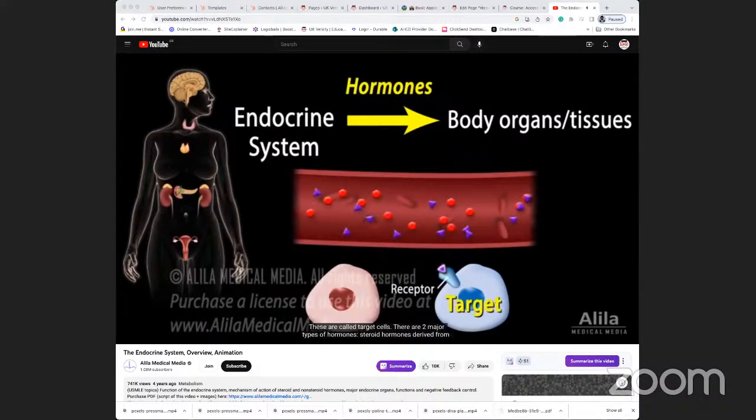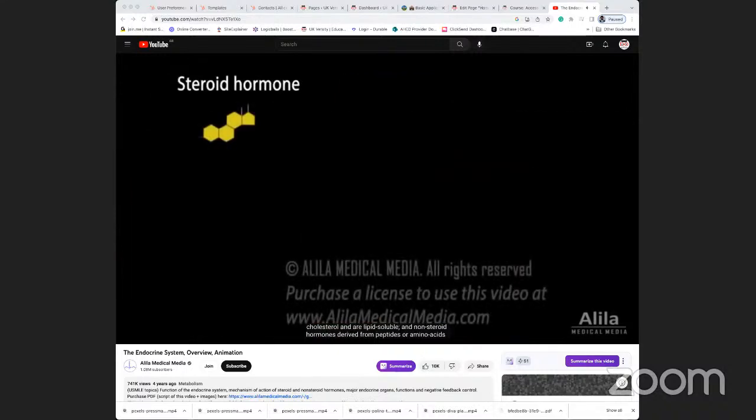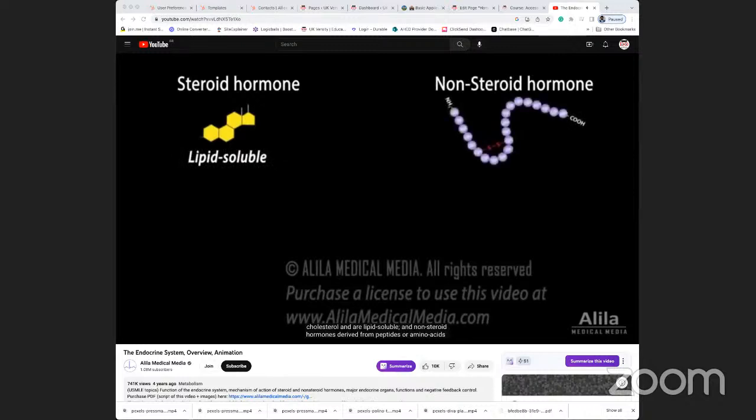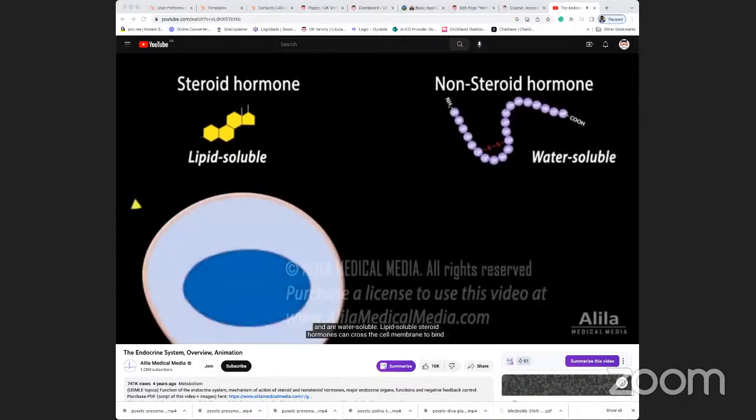There are two major types of hormones: steroid hormones, derived from cholesterol and lipid soluble, and non-steroid hormones, derived from peptides or amino acids and water soluble. Lipid soluble steroid hormones can cross the cell membrane to bind to their receptors inside the cells, either in the cytoplasm or nucleus. Steroid hormone receptors are typically transcription factors. Upon forming, the hormone receptor complex binds to specific DNA sequences to regulate gene expression, and thus mediates cellular response.